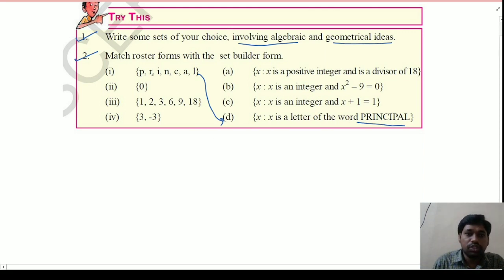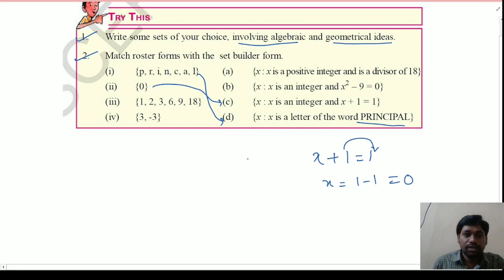Next, 0 is the element. Where there is a 0, you can see x plus 1 is equal to 1. Then x is equal to 1 minus 1, as this 1 has come to this side. 1 minus 1 is equal to 0. So 0 belongs to this C set.